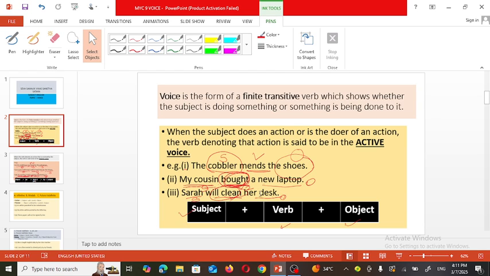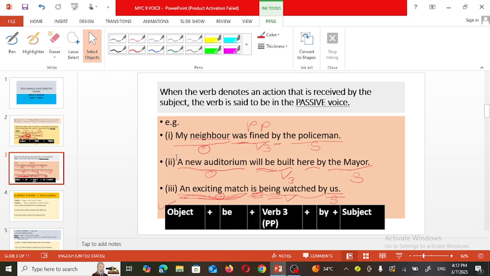Sarah will clean her desk. So her desk will be cleaned by Sarah. So in this way, we can change the sentence. When it is in active form, we can change it into the passive. And if the sentence is in passive voice, we can change it into the active voice.